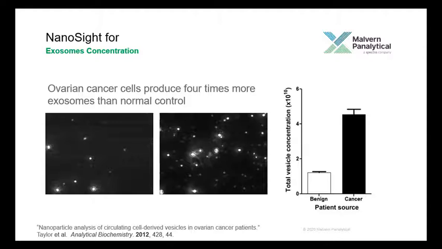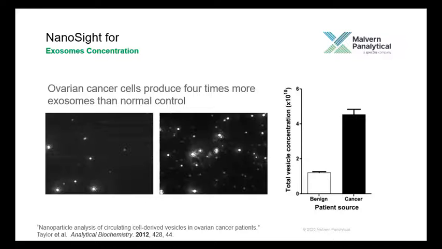Secondly, NanoSight for exosome concentration. Exosome concentration is important information in a number of contexts, including the potential as a diagnostic test for diseases. This is a clear example of the exosome concentration directly reflecting disease state.